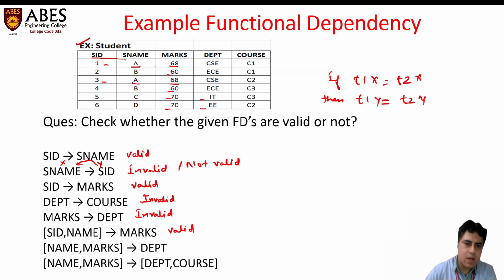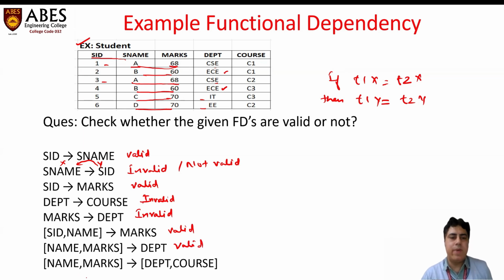Now check for name, marks determines department. A68. There is A68 and there is one more entry for this A68. We need to check department. Department is CSC, CSC. This is valid. B60 and here is B60. So this is also a valid entry. Now check for C70 and this is D70. Both are different entries, compositely both are different entries. So we can say that this is a valid functional dependency.